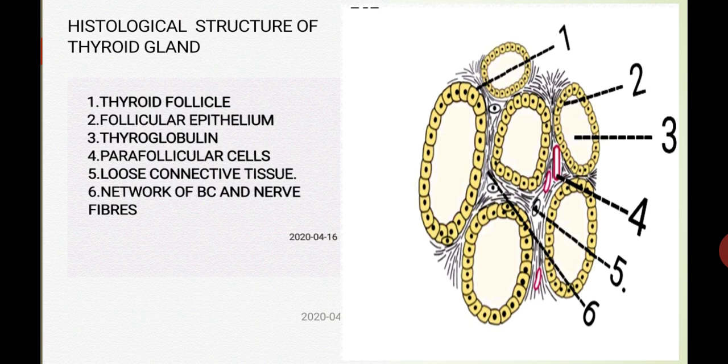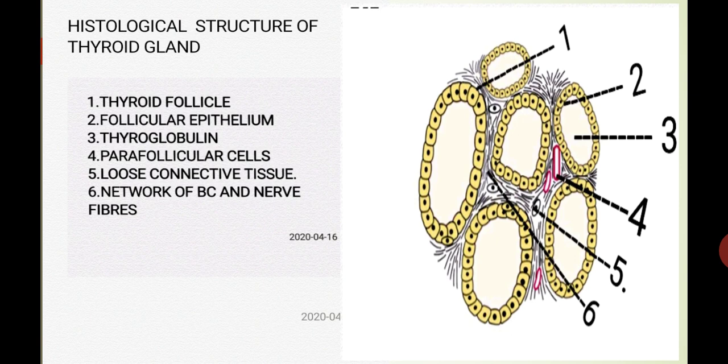Besides the follicles and parafollicular cells, there is also the presence of loose connective tissue, label number 5, and the network of blood capillaries and nerve fibers. This is called the internal structure or the histological structure of a thyroid gland.